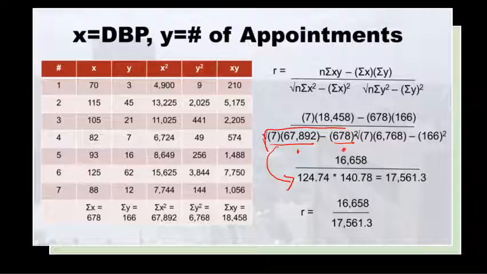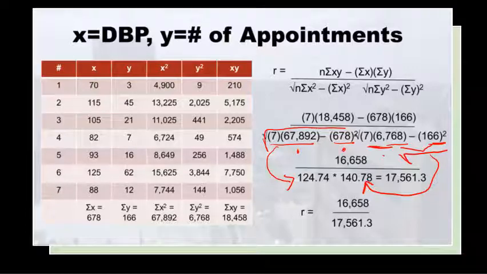124.74. Same thing with this side: you square this, then you multiply 7 times 6,768 right here, and then you subtract the two, and whatever you get, you take the square root of the whole thing, and that will give you 140.78. I know it's crazy.